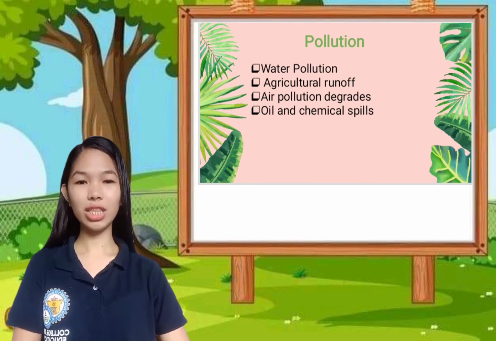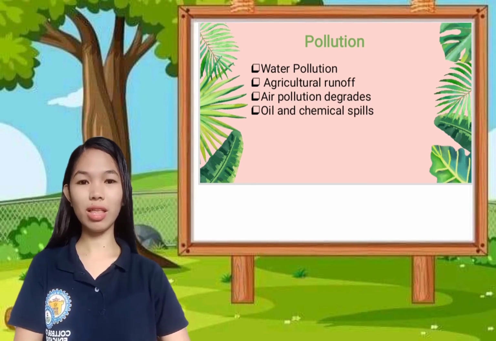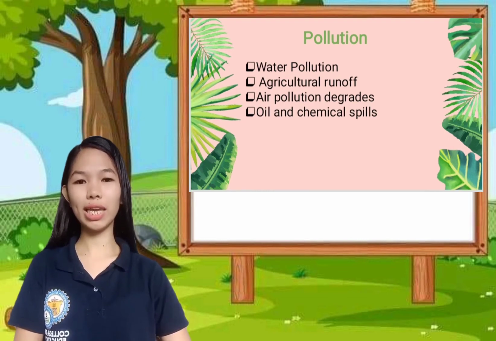And lastly, the oil and chemical spill is one of the most devastating environmental disasters that can happen because it may affect the people, the animals, the land, and the coastal waterways. And also they can kill wildlife, destroy habitat, and contaminate critical resources in the food chain.